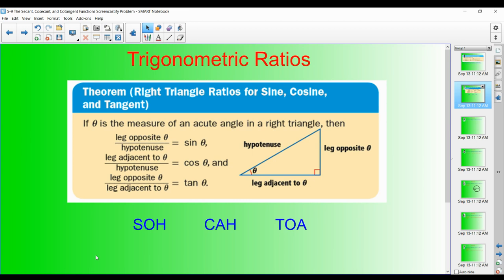Here's a quick look to remember that sine is the opposite over the hypotenuse, the cosine is the adjacent over the hypotenuse, and tangent is the opposite over the adjacent. So as long as we can remember that, we can then also find secant, cosecant, and cotangent.